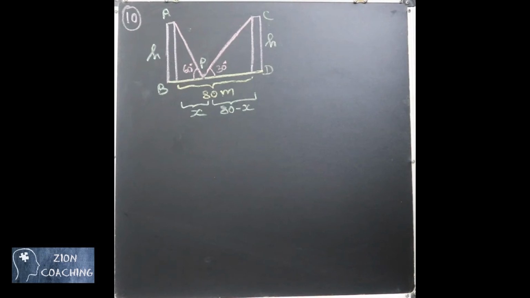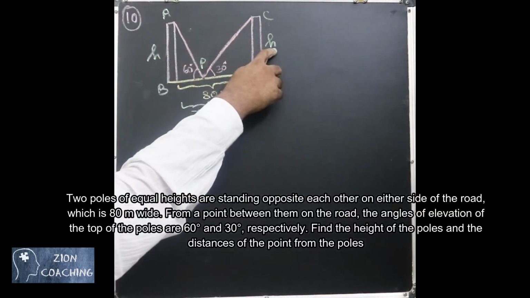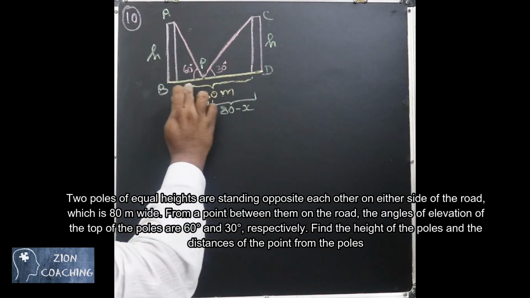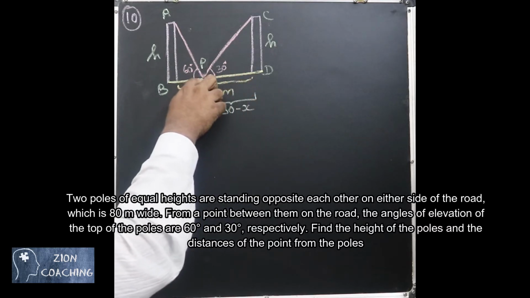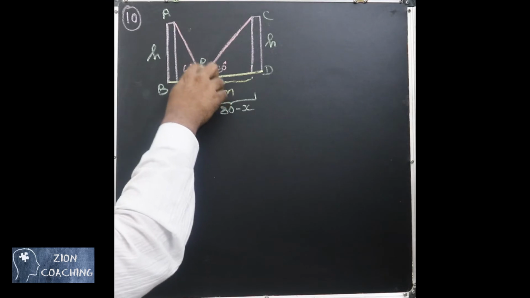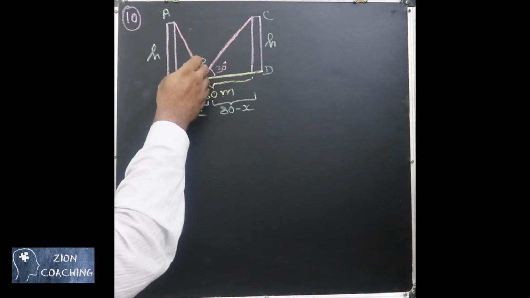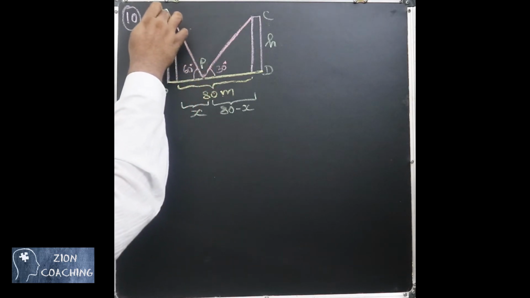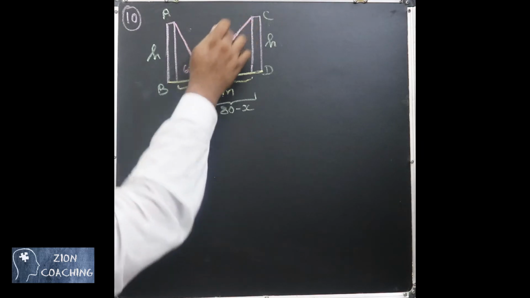Question number 10: there are two poles of equal height standing on either side of the road. The width of the road is 80 meter. From a particular point somewhere on the road, not exactly in the middle, a person is viewing the top of the poles. One pole is found to have an elevation of 60 degree and the other pole an elevation of 30 degree.